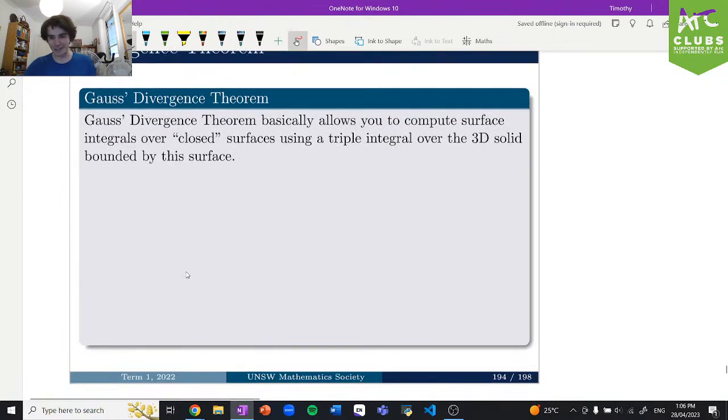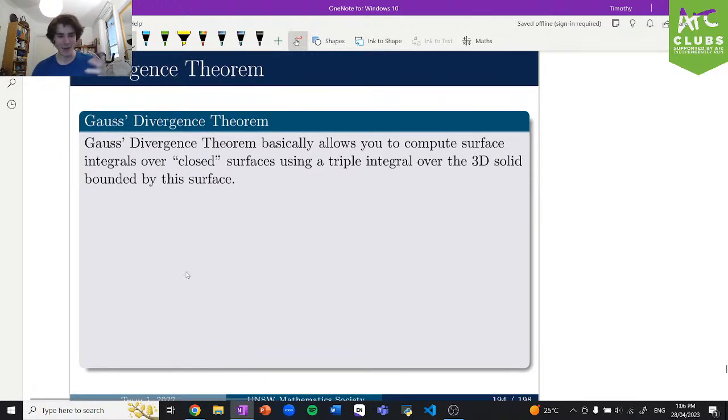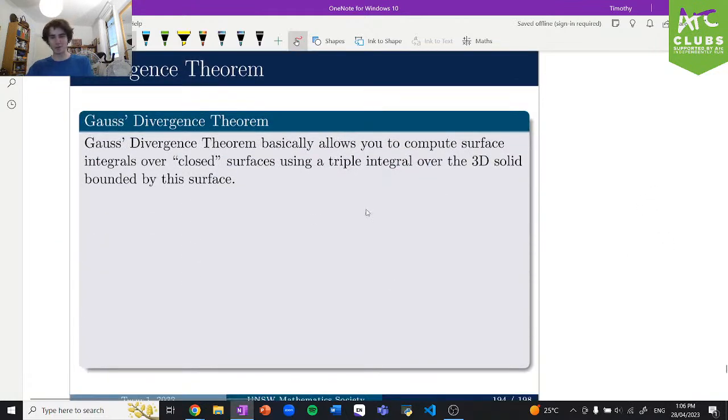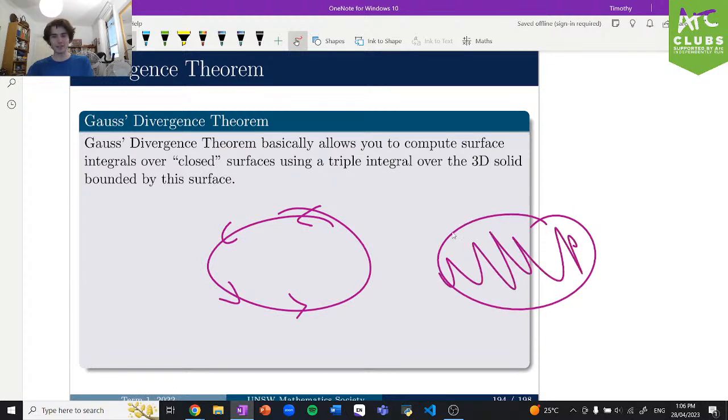Okay, finally, because I realize that I do need to wrap up. Our final theorem is the divergence theorem. Gauss's divergence theorem allows you to compute surface integrals over closed surfaces. Rather, if you have some really gross surface integral, you can use a triple integral instead over the 3D solid on the outside. It's essentially like, in the previous situation, we were looking at the outside as a line integral and doing a surface integral over the inside.